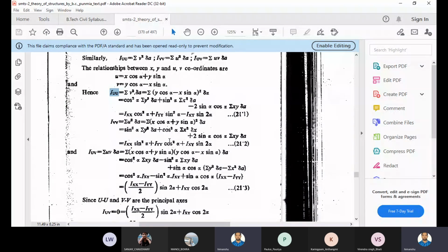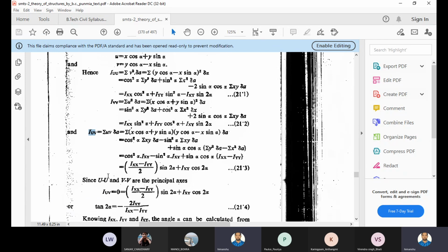No, sir. Okay. Then similarly we can find the moment of inertia about your vv axis, which again will be in terms of your x and y axes. So Ivv will be Ixx sin square alpha plus Iyy cos square alpha plus Ixy sin 2 alpha, and Iuv, the product of inertia about the u and v axes, is (Ixx minus Iyy) divided by 2 into sin 2 alpha plus Ixy cos 2 alpha.